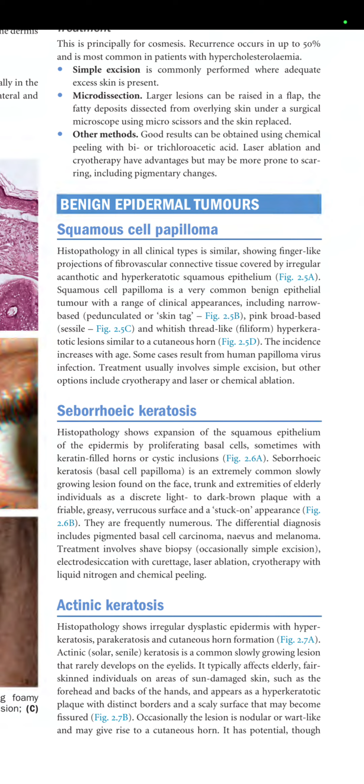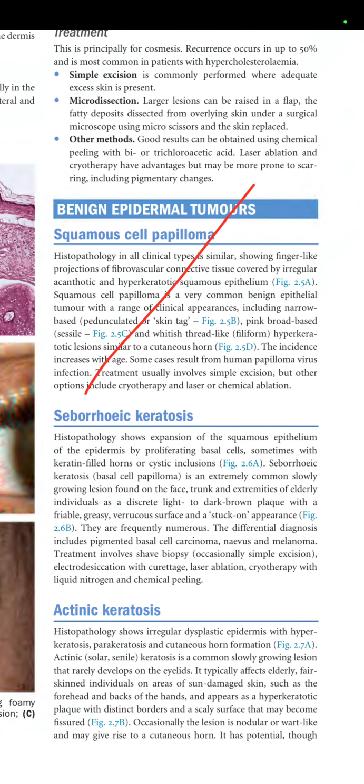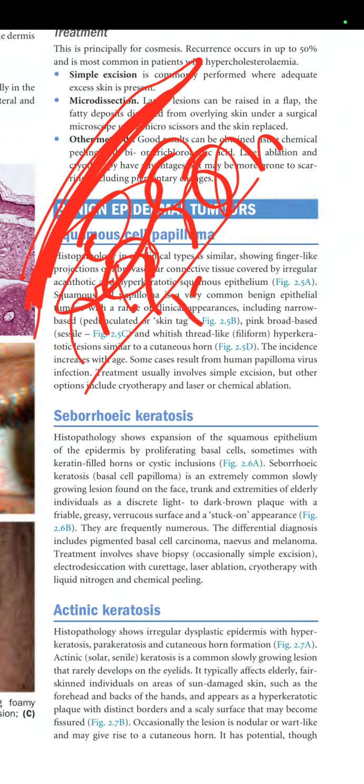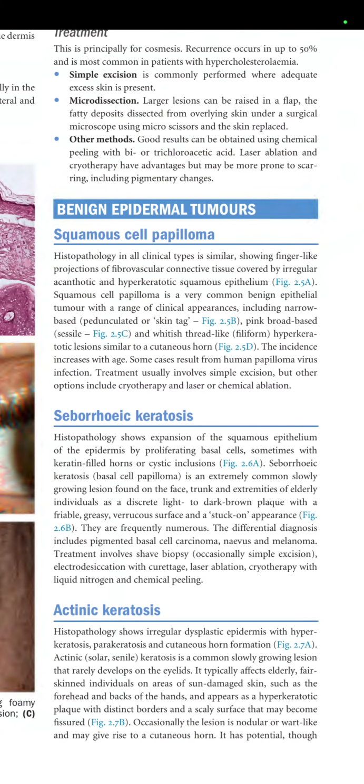Also, in its histopathology, there will be expansion of the squamous epithelium of the epidermis by the proliferating basal cells. So the basal cells are proliferating, and whenever they proliferate, they cause expansion of the overlying epithelium, in which there can also be keratin-filled horn or cystic inclusion.